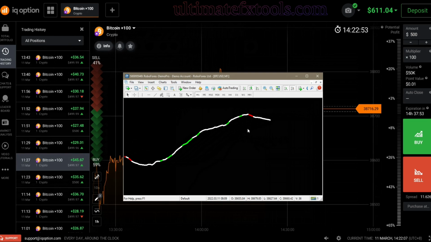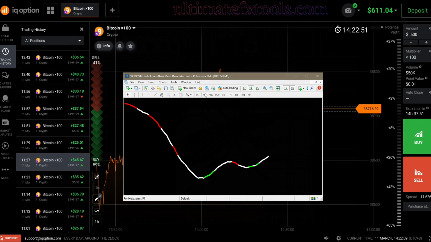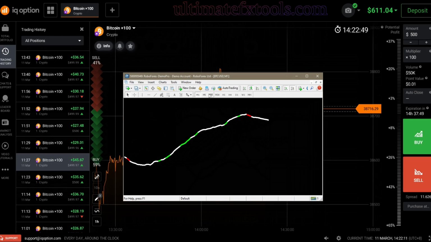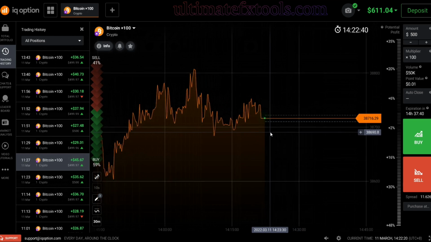I am using the DreamX trading indicator. If you want to download the indicator, see the description below to download. The DreamX indicator will help you find the best momentum of the BTC market.